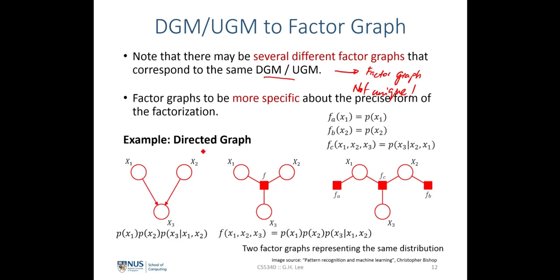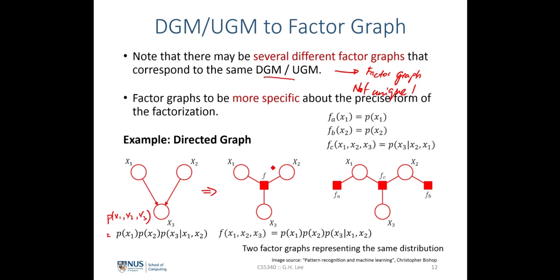An example here of a directed graphical model is this V-shaped structure, which consists of 3 random variables, x1, x2, and x3, with x1 pointing towards x3 and x2 pointing towards x3. From the parent-child relation, the joint probability distribution of x1, x2, and x3 would be given by the prior probability distributions of x1 and x2, as well as the conditional probability distribution of x3 conditioned upon x1 and x2. We'll see that there are different ways of converting this directed graphical model into a factor graph.